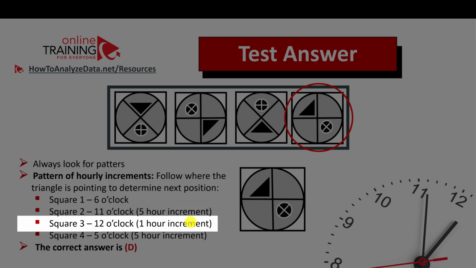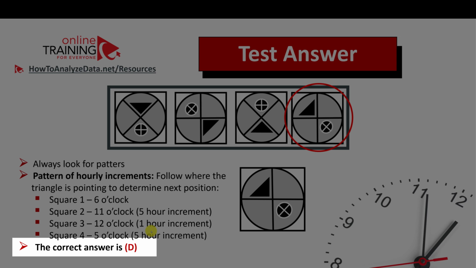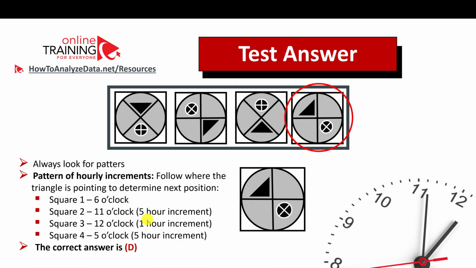So we're dealing with a 1-hour increment, which means that in the next shape, we will go back to a 5-hour increment, which will bring us to the 5 o'clock position. So the correct answer is choice D. Hopefully you've nailed this question and now know how to answer similar problems on the test.